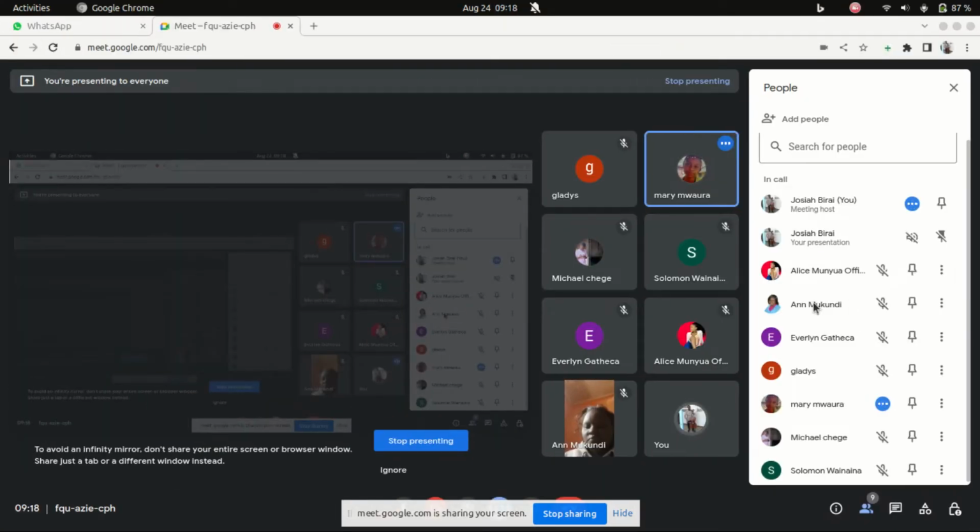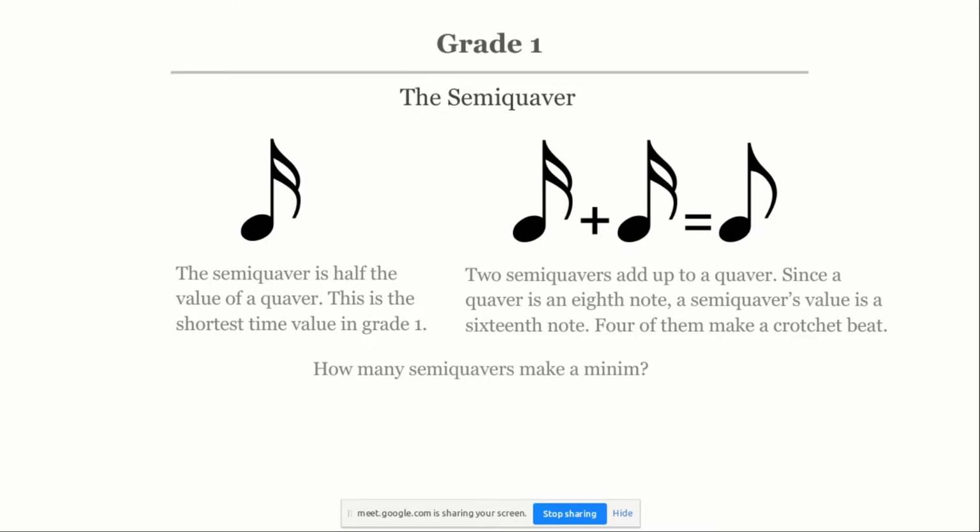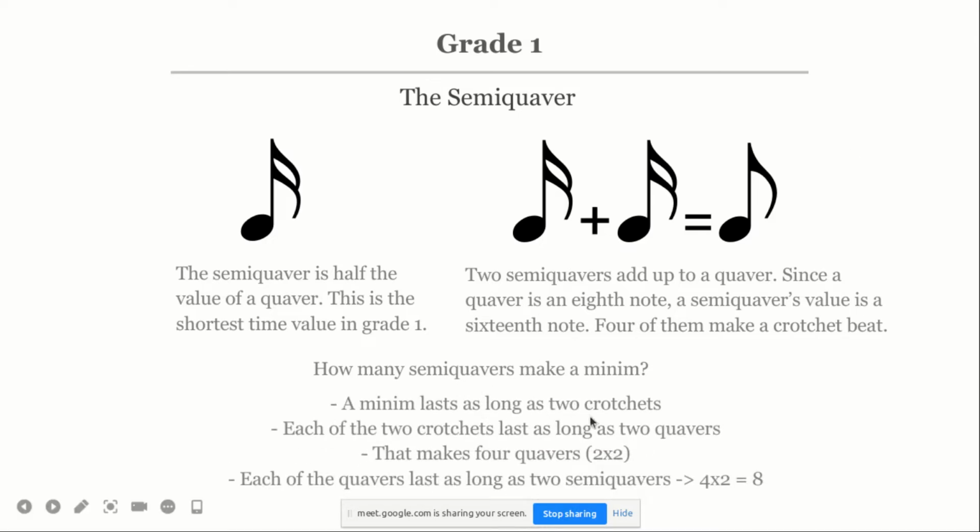How many semiquavers will make a minim? Yes, Evelyn, you want to say something? 8. 8, perfect. That's because a minim lasts as long as 2 crotchets. Each of the 2 crotchets lasts as long as 2 quavers. That makes 4 quavers. So a minim has 4 quavers, and each of the quavers lasts as long as 2 semiquavers. That makes 8. Thank you.